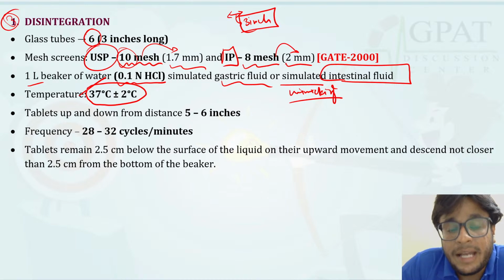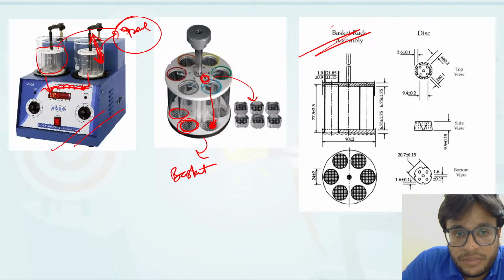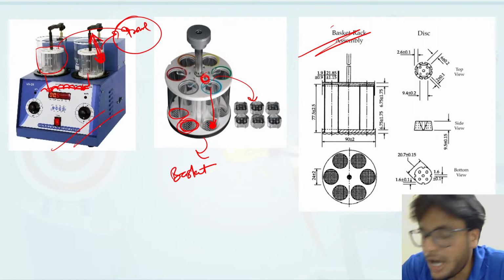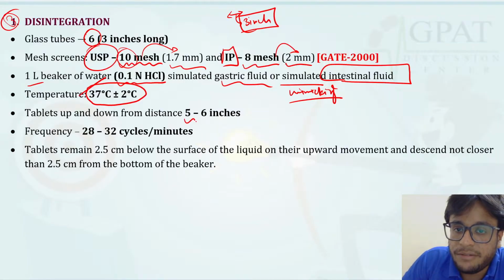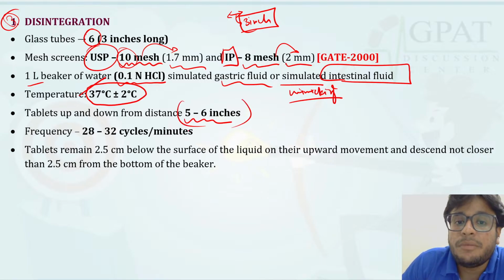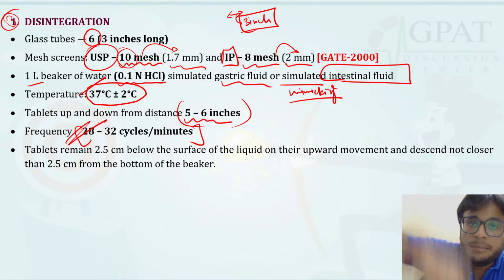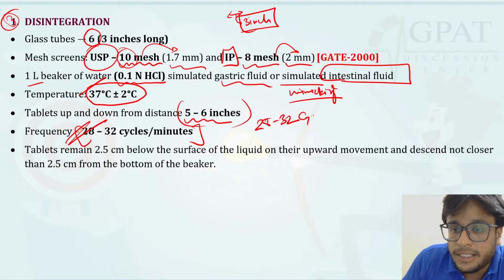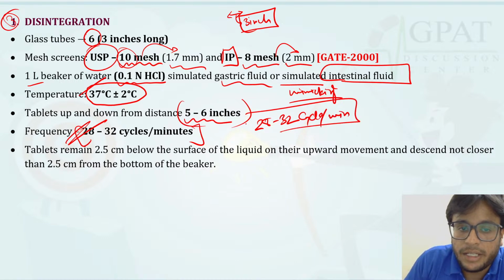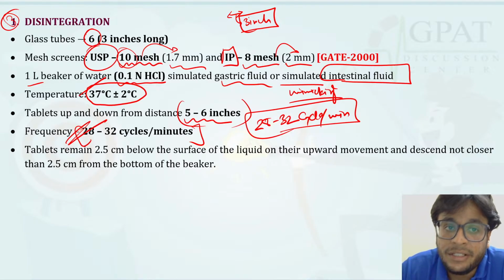Okay, and as we discussed earlier, the basket will move in a forward and backward direction. For how much distance do we have to move that basket? The basket has to be moved a distance of 5 to 6 inches. And how many cycles does it repeat in 1 minute? It repeats 28 to 32 cycles, dip cycle, up cycle, dip cycle, up cycle. They are mainly utilizing 28 to 30 cycles per minute. So this is all about the configuration of the disintegration apparatus.